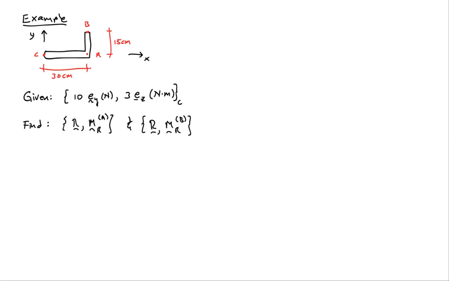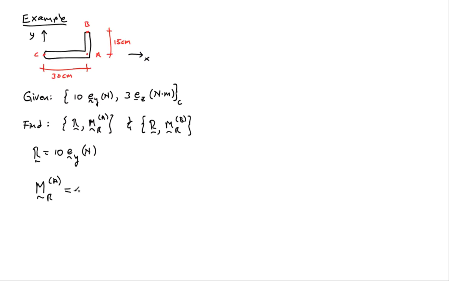So for all of these systems, I'm going to have that R, the resultant force, is always going to be 10 newtons in the y direction. So this never changes. So once you know the resultant force, you know the resultant force. The only thing that changes is the resultant moment. So let's go ahead and calculate the resultant moment. So we'll start with point A.